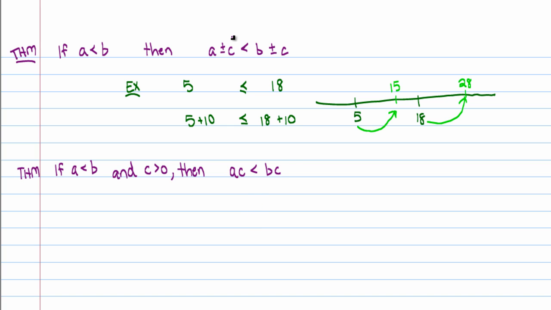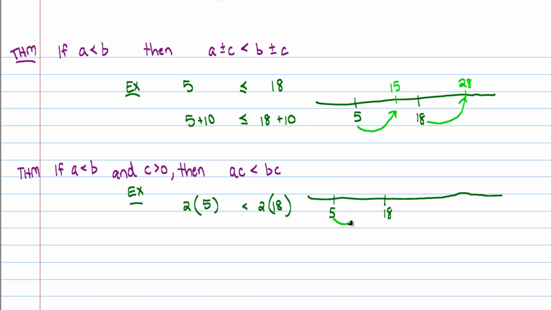A good illustration of this, just think of it this way, if you have, again, we'll do 5 and 18, and let's say I multiply both by 2. So I grab this one and multiply it by 2. I grab this one and multiply it by 2 as well. On a number line, let's say this is 5, and this is 18. Multiplying that 5 by 2 basically doubles it up, so it becomes 10. Multiplying 18 by 2 doubles that up.